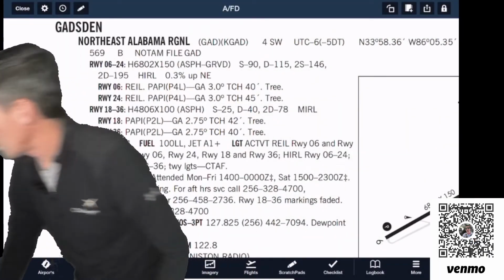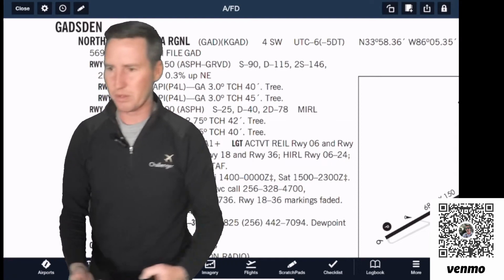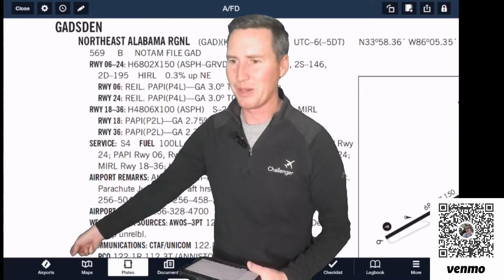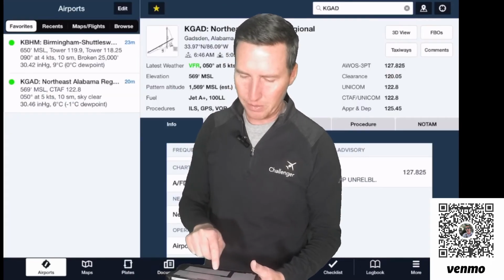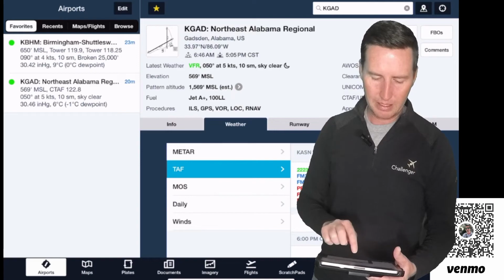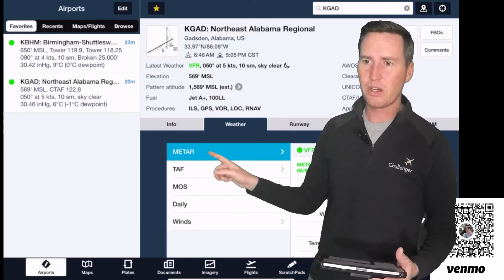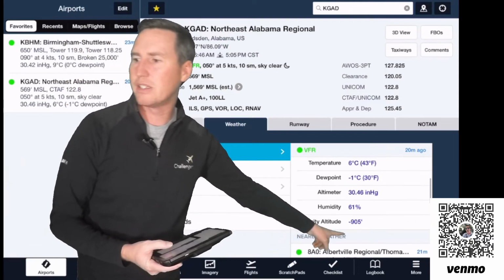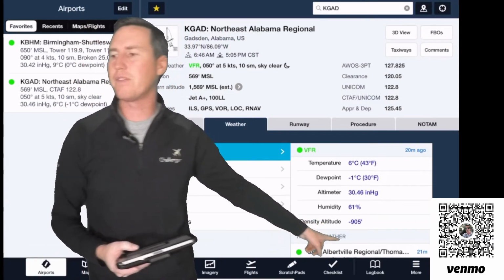Let me show you. So on Preflight, we're going to go back to the airports. There we go, airports page. We're going to go back to weather right here, and we're going to go to the METAR. And if you'll look, I'm going to scroll down. It tells you right here, density altitude is negative 905 feet.